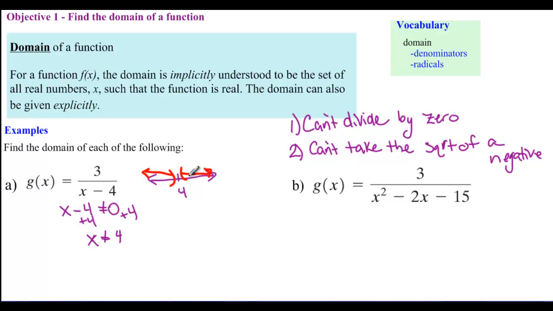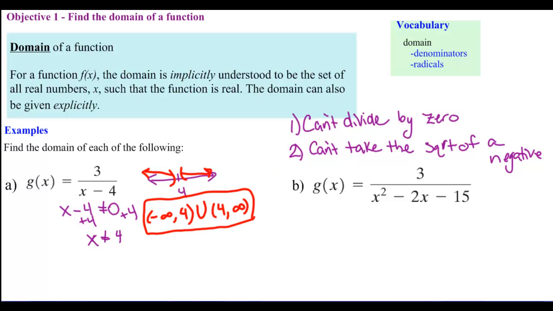This is showing us our domain, which is going to be from negative infinity to 4, not including it, so we're going to use a parenthesis, and then from 4 to infinity. And because it's both of these intervals, we need to make sure that we put a union here. So this is going to be the domain for A.